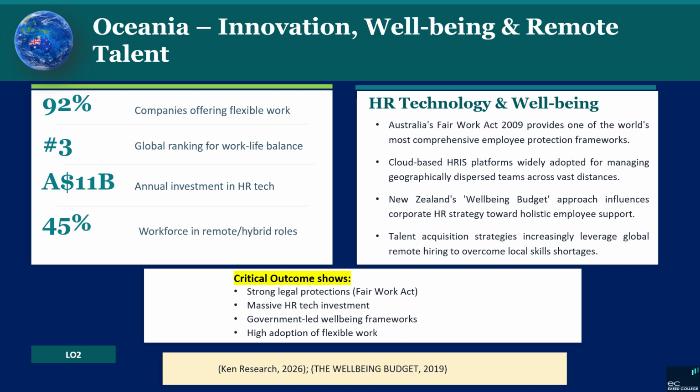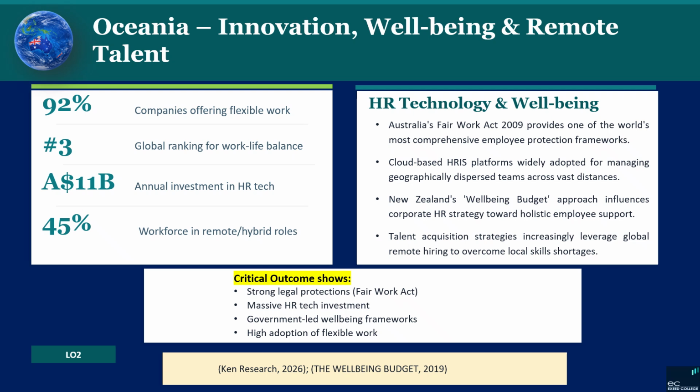Now, the HR technology and well-being context for Australia and New Zealand. The Australia Fair Work Act 2009 is an employee protection framework. They use cloud-based HRIS platforms for geographically dispersed teams. Because Australia and New Zealand are geographically vast with significant distance between cities and remote regions, their companies rely heavily on cloud-based HR information systems. And New Zealand was the first country in the world to introduce a well-being budget in 2019. And also they are using employer-sponsored visa pathways, subclass 482, 186, 494.